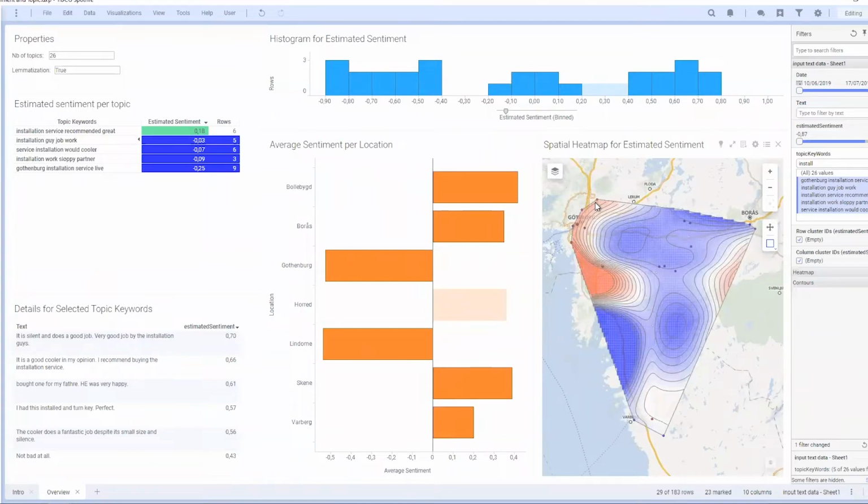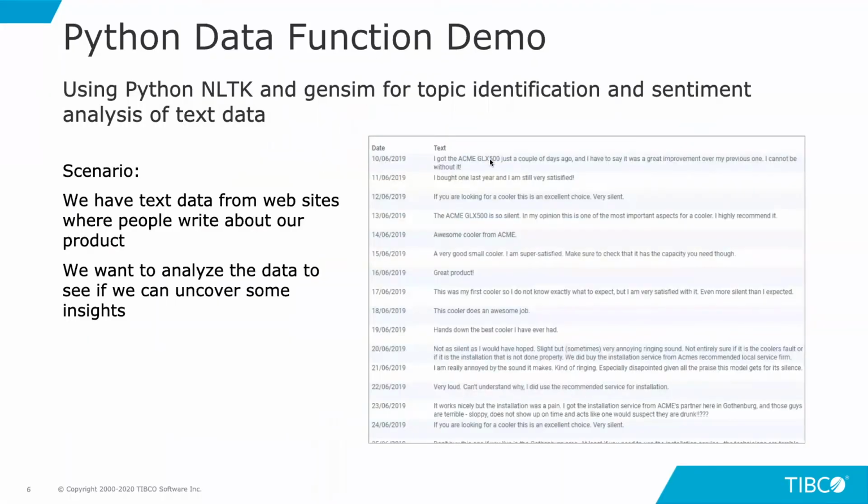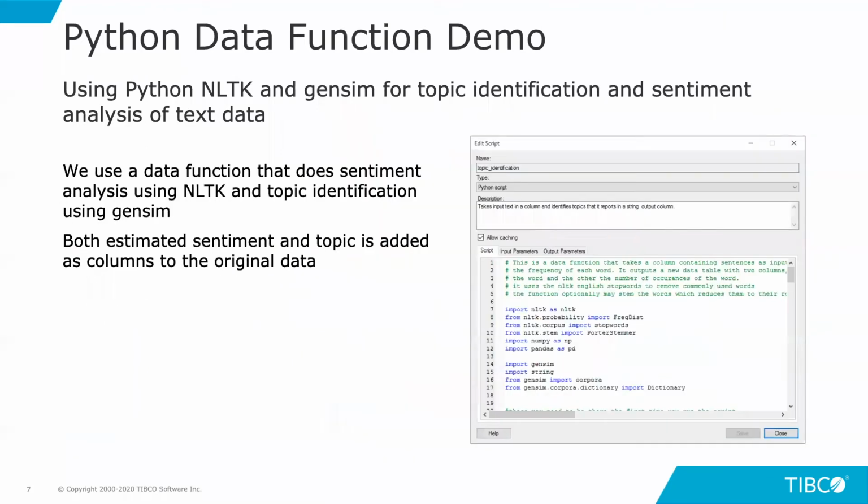unstructured data. So to summarize, in the demo, we started with unstructured text that customers have written about a product. Then we used a Python data function that reads the data and applies sentiment analysis and topic identification using the NLTK and Gensim Python packages. And the output of the data function was added as columns back to the original data.